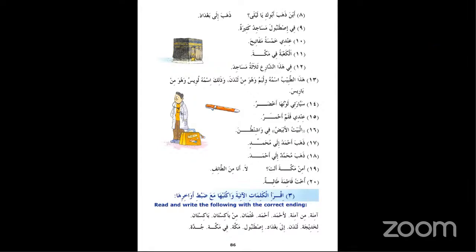Al-Baytu Abyadu fi Washington. The house is white.